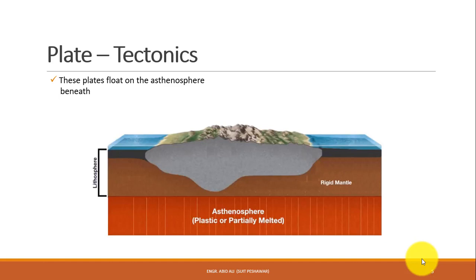Now that crust, whether oceanic or continental, along with this orange section called the rigid mantle, those two together make up our lithosphere, the solid outer shell. Beneath that is a gooey, plastic, partially melted bubblegum-like layer called the asthenosphere, and so the plates that we live on are actually floating on this asthenosphere.